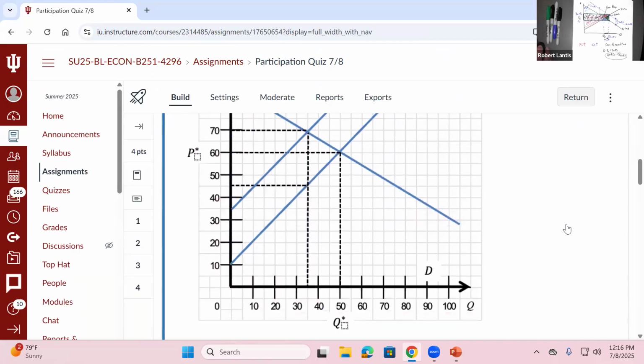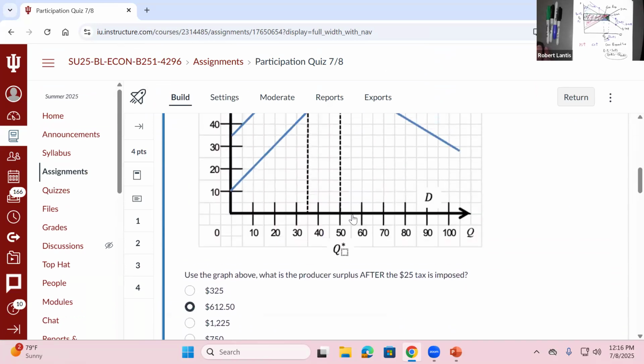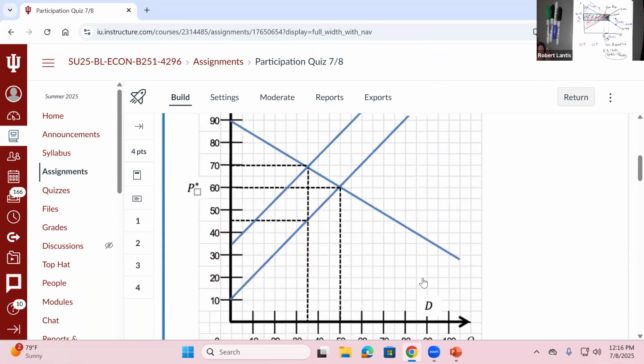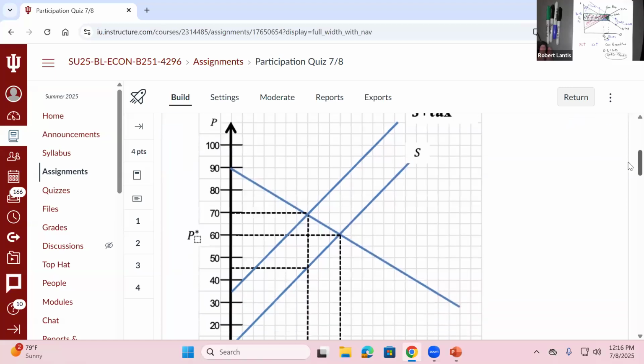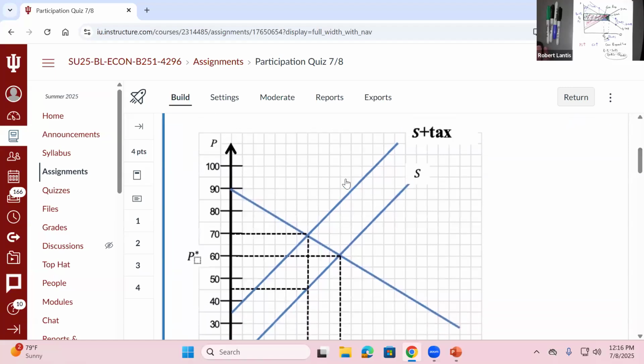So this first one, right? I've got a depiction. What is producer surplus after the tax? So I told you the value of the tax here. If I think about, here's my supply curve. First of all, who must have been taxed in this example? Well, if the supply curve was shifting, it must have been a tax on producers.